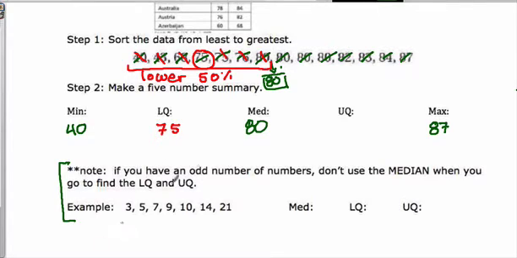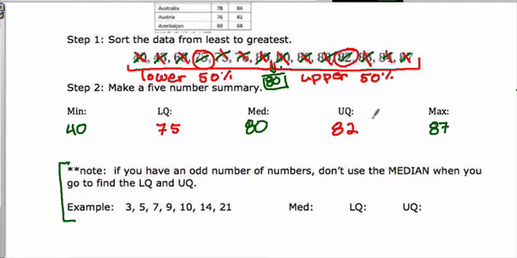And now let's go ahead and do the upper half. The upper half is going to give us the UQ, or the upper quartile. So this is the upper half. And I'm going to cross my numbers out. And I get 82. Okay, I have all my numbers now.